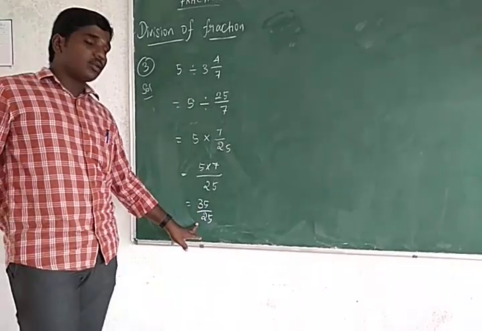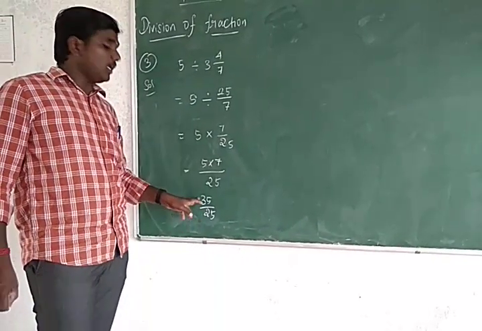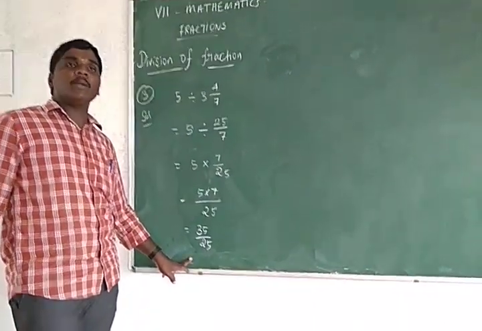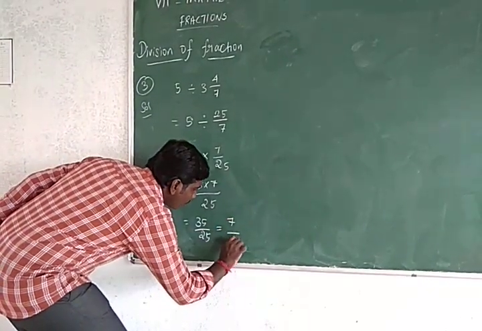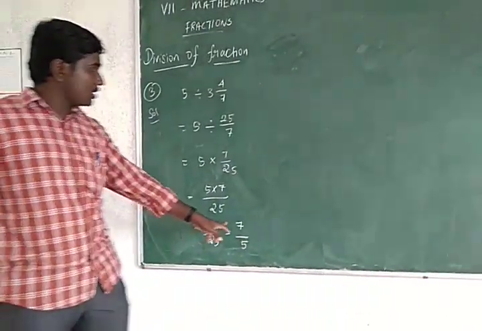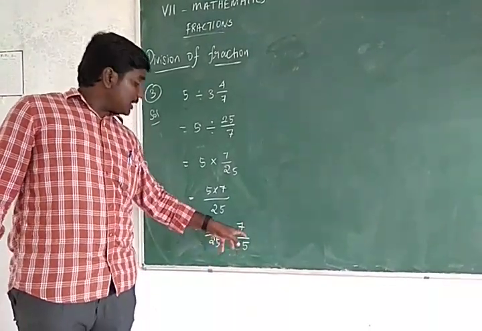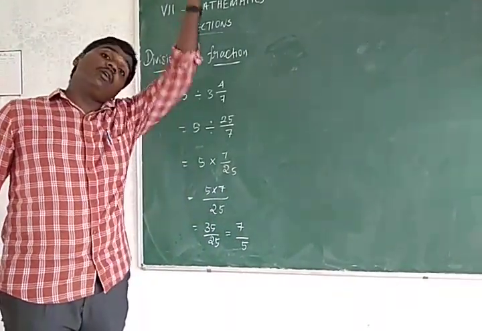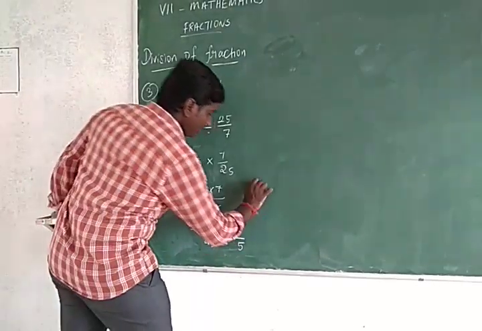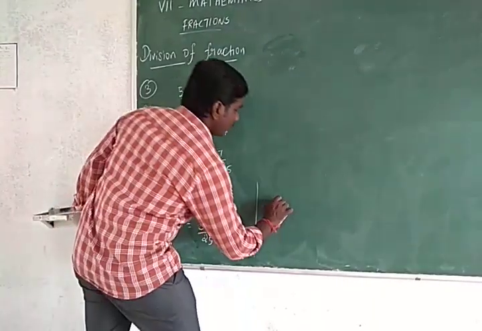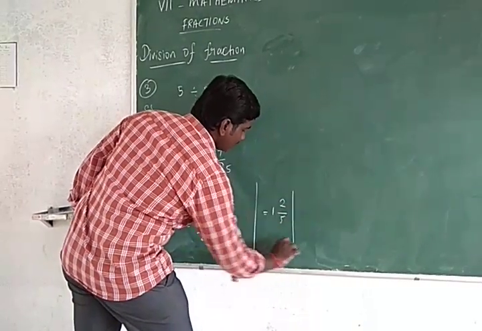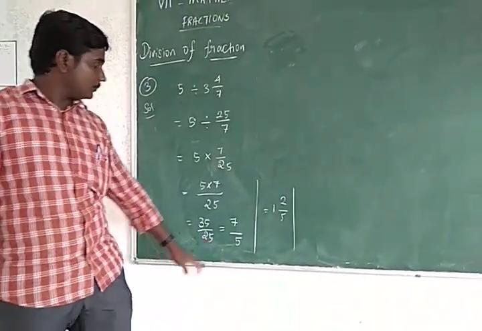35 divided by 25. Here we can simplify. Both are divisible by 5. So 7 5s are 35, 5 5s are 25. So the simplification is 7 by 5. Again we can convert it to a mixed fraction. In 7, how many 5s are there? 1. 1 5 is 5, remainder 2. Keep the same denominator. That's all.